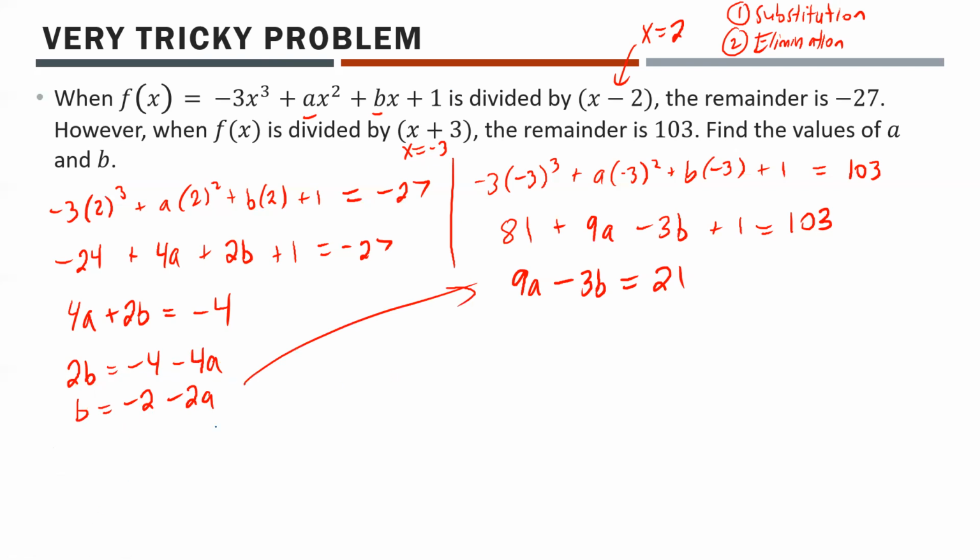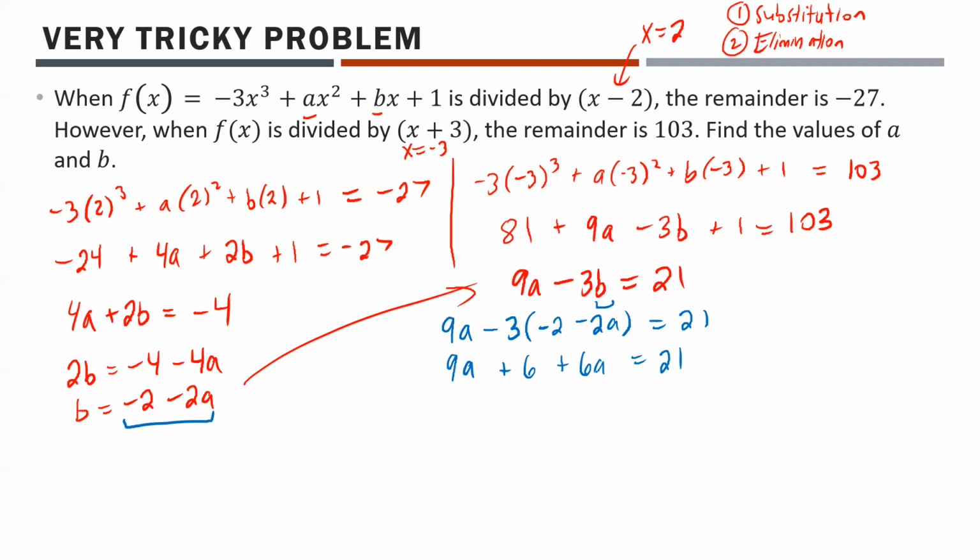I'm actually going to just change color real quick. If I plug this into the other equation, so I'm swapping b out with this chunk right here, I'm going to end up getting 9a minus 3, and then instead of b, I'm going to write negative 2 minus 2a, and that's going to equal 21. Now we got to be really careful here because this 3 has to double dip through. So 9a, and then this is minus 3 times minus 2, which is going to be plus 6. And then it's going to be minus 3 times minus 2a, which is going to be plus 6a. And that equals 21.